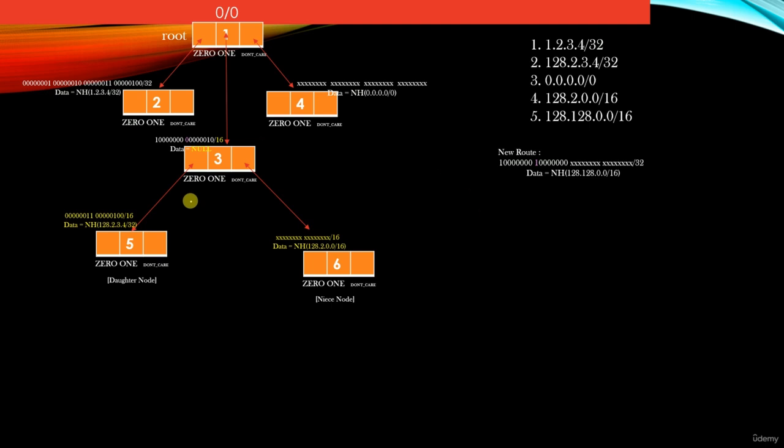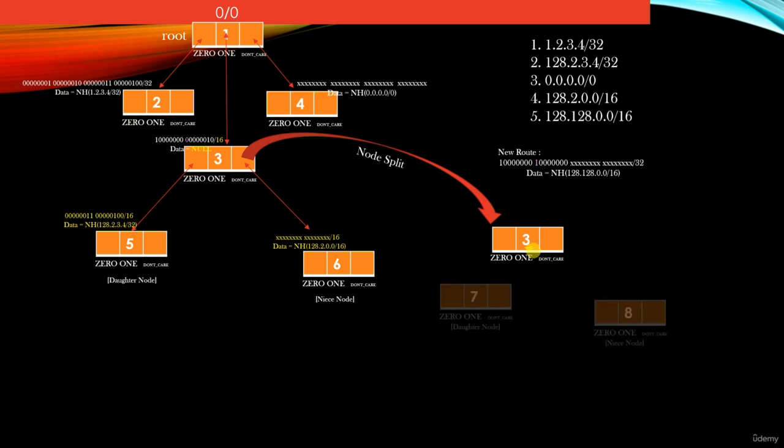Once again the node split algorithm will be triggered at node number 3 and as per the algorithm we immediately create 2 new nodes, the daughter node as well as the niece node. Let's say this time the daughter node is node number 7 and the niece node is node number 8. As a part of the algorithm, all the children of the node which is undergoing a split are transferred to the daughter node.